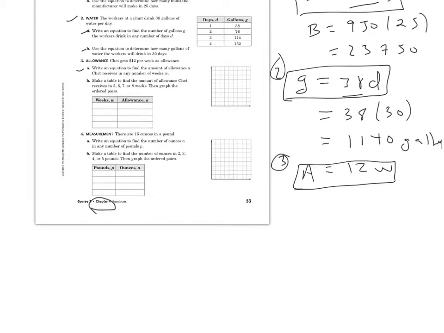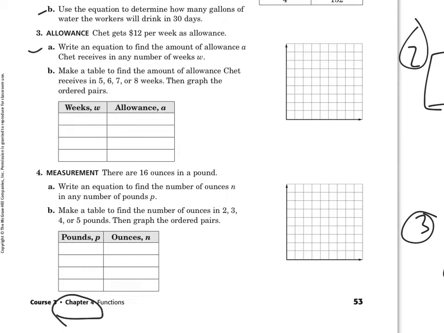Okay, so what we're going to do is put in 5, 6, 7, and 8 weeks. Because he's making $12 a week, to get the amount of allowance we're going to do 5 times 12. So that's $60 in 5 weeks. And then 6 times 12 would be the amount of allowance he makes in 6 weeks, which is $72, and then $84, and then $96.